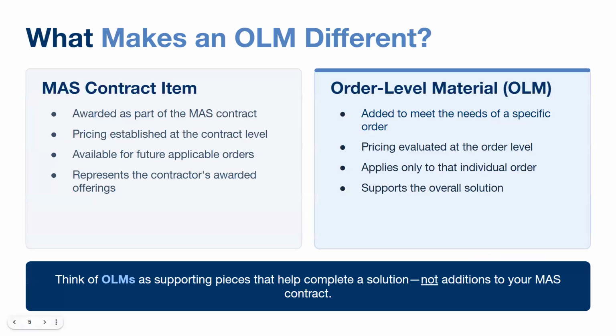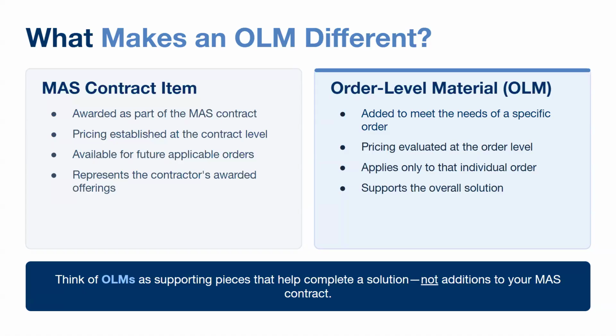So what makes an OLM different? It's helpful to compare it to something you're already familiar with: your MAS contract itself. The products and services awarded on your MAS contract have already gone through GSA's evaluation process. They've been determined to be within the scope of your contract. Your pricing has been established, and those offerings remain available throughout the life of the contract unless they're modified or removed. So OLMs work differently.